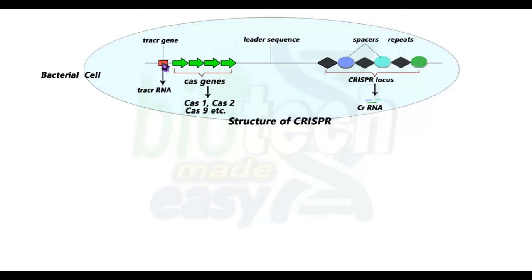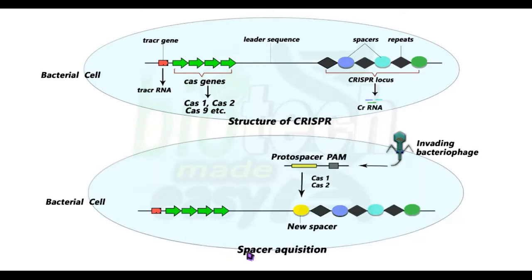And then at last you can see there is a tracer gene. This tracer gene naturally forms the tracer RNA. So this is the structure of CRISPR. Now this one is the spacer acquisition. That means how a new spacer is added to the cell, to the CRISPR locus. So this whole thing is exactly similar to this one. So that's why I have not named it here, but it is exactly same.